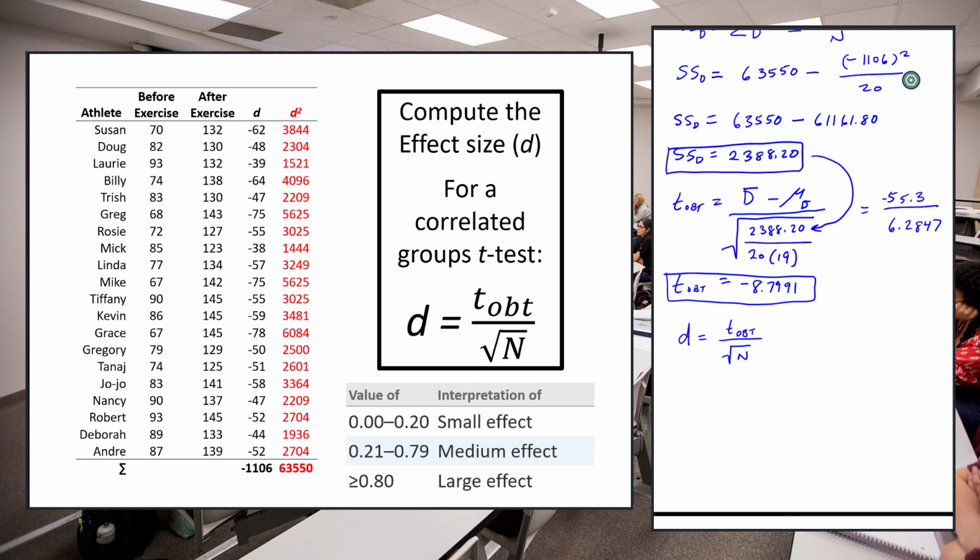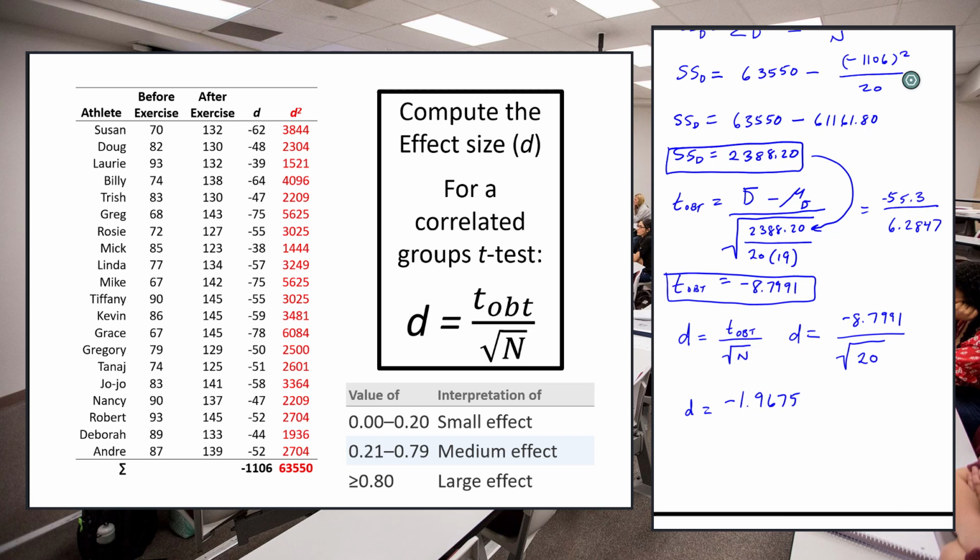Okay, so d is going to be equal to negative 8.7991 divided by the square root of 20. So d is equal to minus 1.9675. Now, I'm aware your book suggests that you should report the absolute value of d, and that's perfectly fine.